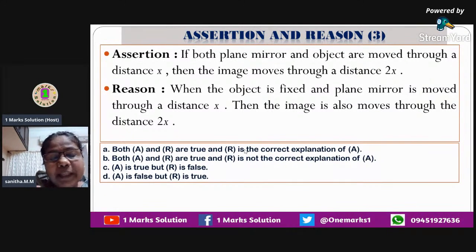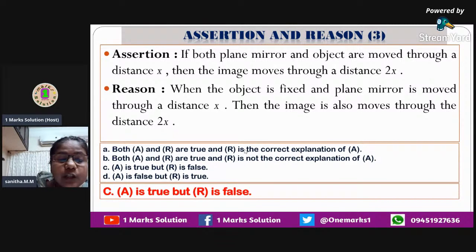You have to make it clear what reason they are giving. The object is fixed; we are not moving the object. The plane mirror is moved through a distance x, then the image moves through a distance 2x. So what will be the option?